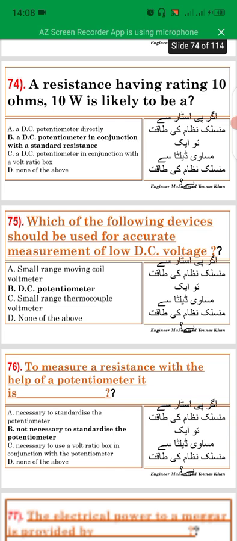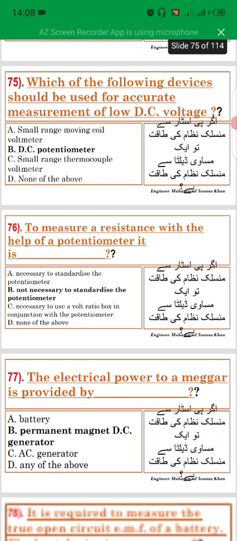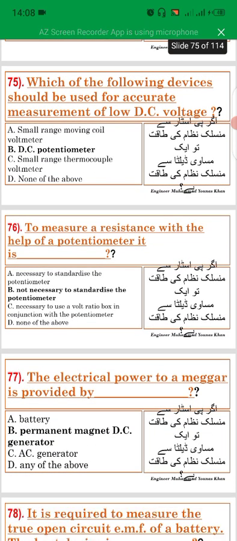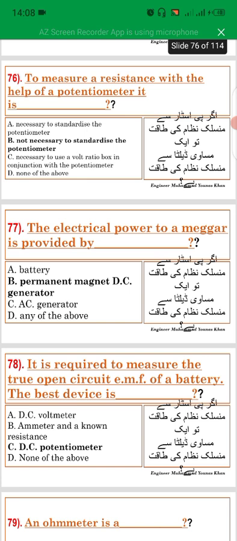A resistance having rating 10 ohm 10 watt is likely to be a standard resistance. Which of the following devices should be used for accurate measurement of low DC voltage? DC potentiometer. To measure a resistance with the help of a potentiometer, it is not necessary to standardize the potentiometer.